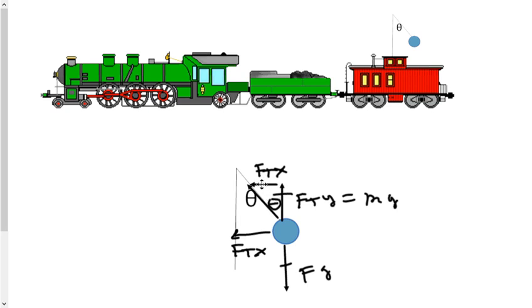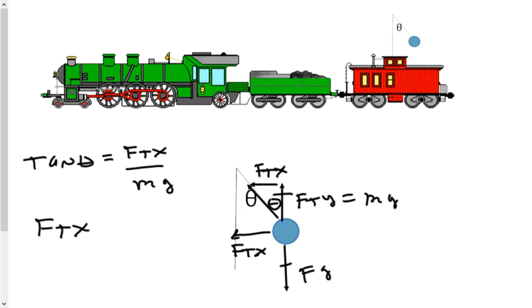Well, it looks like I have an opposite over an adjacent here, right? So I could say tangent of theta is equal to my opposite, force tension X, over my adjacent, which is then going to be force tension Y, which is actually mg. So notice what I'm substituting there. Force tension Y I would write there, but that's also equal to mg. So now I know that force tension X is going to be equal to mg tangent of theta.